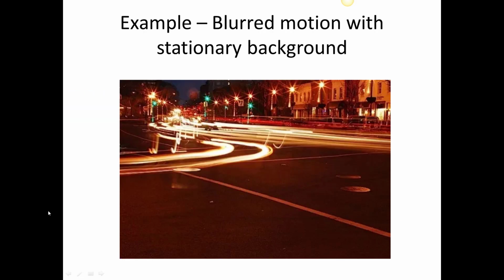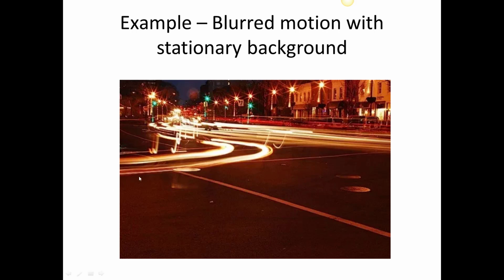All right, this is a blurred motion shot with a stationary background. The background here is not changing. Now, what are these? These are headlights. These are cars, taillights that are going through this intersection here. And so to do this, you put your camera on a tripod and then use an extremely slow shutter speed, like maybe 2 seconds, and see what you get.